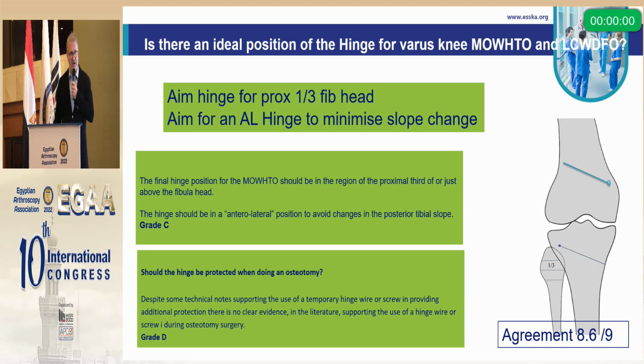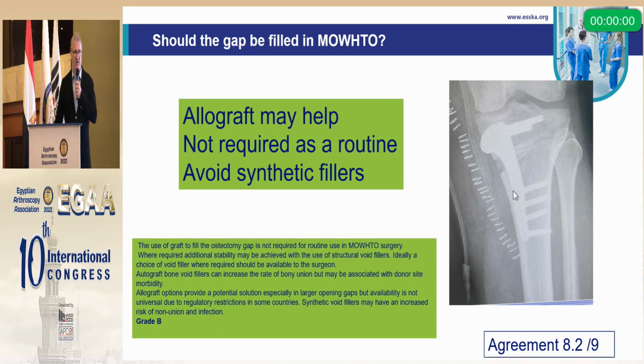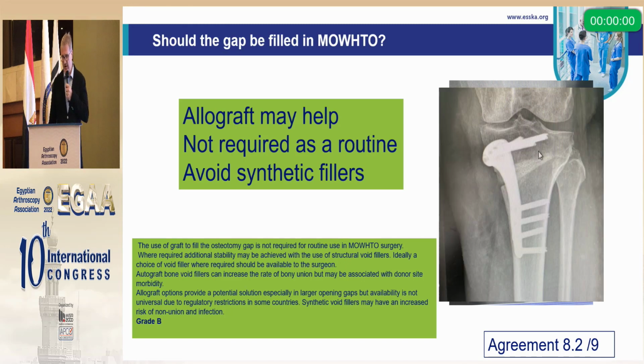And when we're aiming for our hinge, we want this to be in the proximal third of the fibular head or just above it. And this is obviously something you can all download, this consensus project, and you could find out about these recommendations, which really bring you into the modern era.